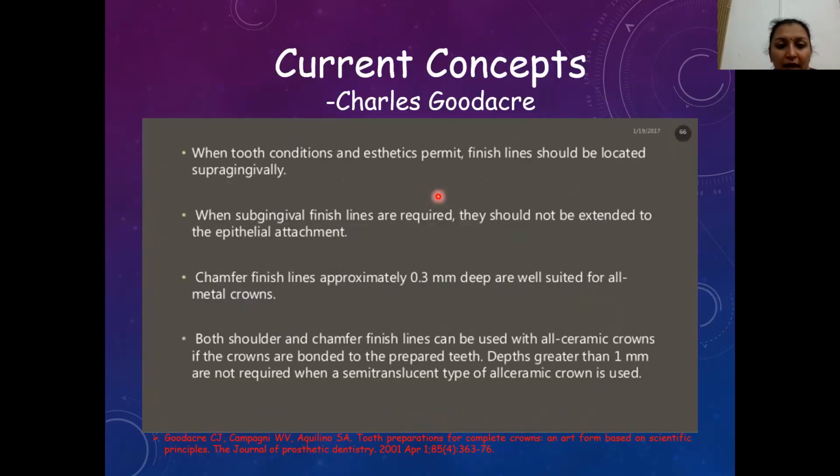When tooth conditions and aesthetics permit, finish lines should be located supragingivally. When subgingival finish lines are required, they should not be extended to the epithelial attachment. Chamfer finish lines approximately 0.3 mm deep are well suited for all metal crowns. Both shoulder and chamfer finish lines can be used with all ceramic crowns if the crowns are bonded to the prepared teeth. Depths greater than 1 mm are not required when a semi-translucent type of all ceramic crown is used.